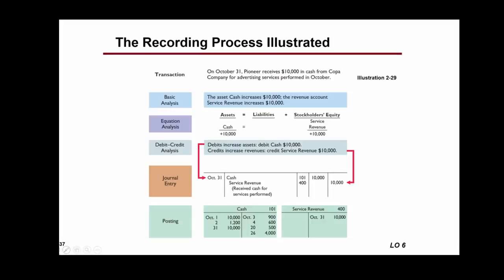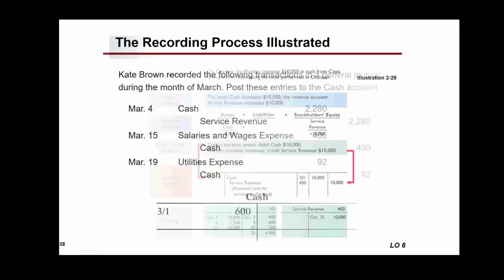Last step would be to post them to the accounts. Any questions?